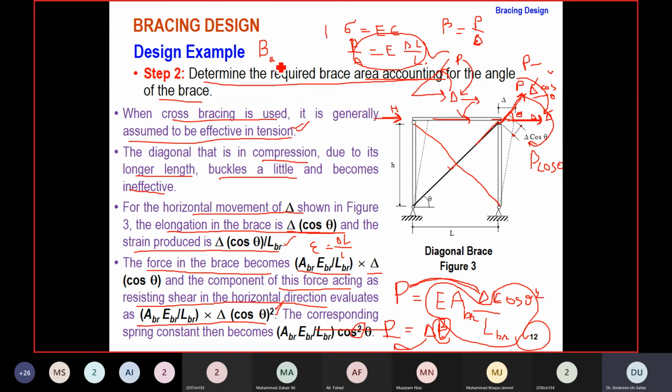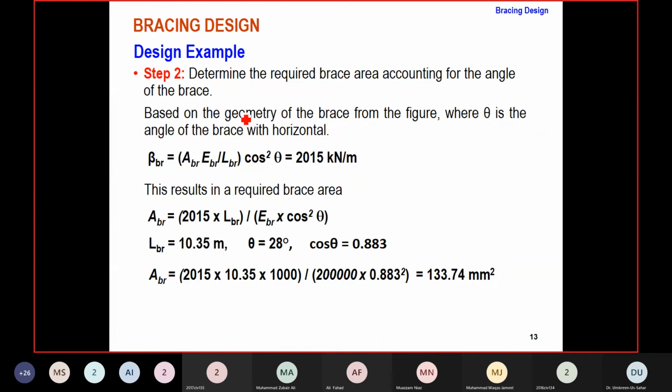This is the available stiffness of the brace, and that needs to be compared with the design stiffness of the brace, which you calculated in step number 1. Okay, so the available and designed should be equal to each other. So if you do that, then this was the design stiffness, and on the other side you have calculated the spring constant A_BR E_BR over L_BR cos square theta. So based on the geometry of the frame from the figure, theta can be calculated, and you can incorporate it over here. This result is the required brace area.